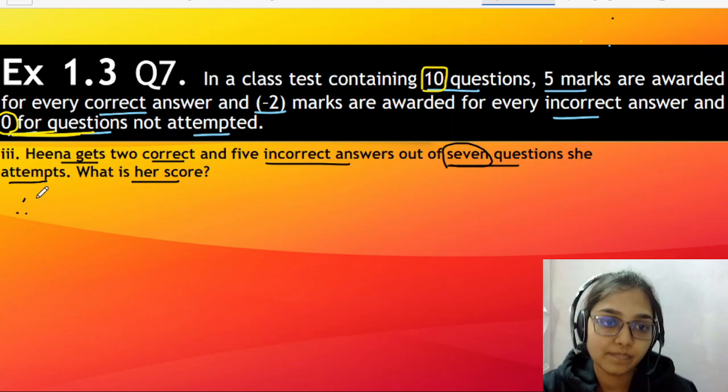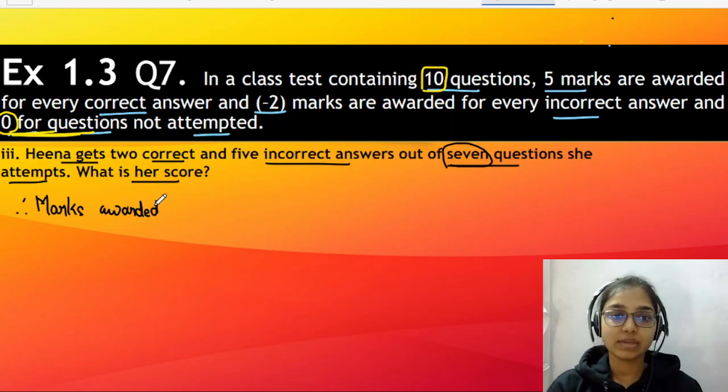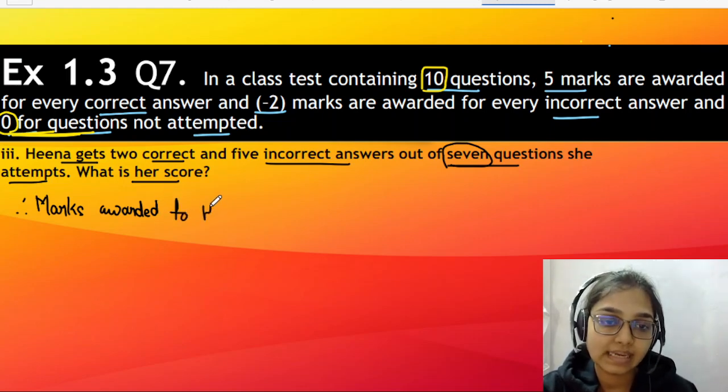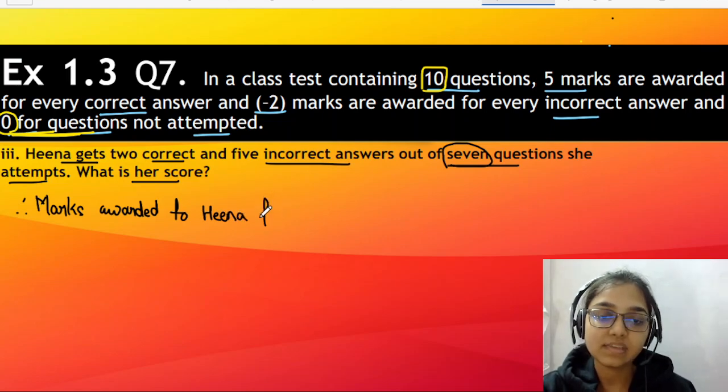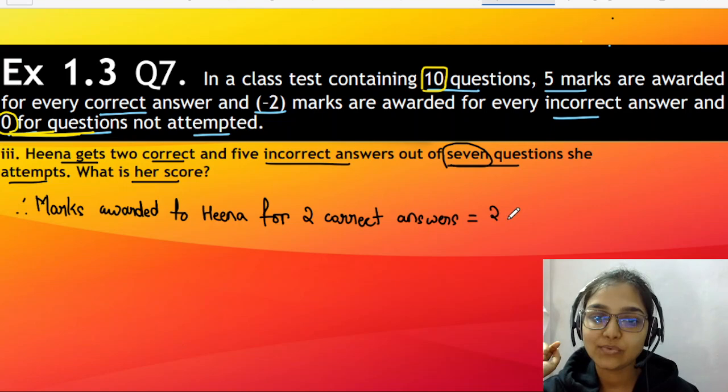Okay, so therefore marks awarded, again statement, you can write it however you want, you just need to practice. The more you practice, the better you become. So marks awarded to Hina for 2 correct answers. Okay, so it's going to be 2 correct answers. For 1 she gets 5, so for 2 she's going to get 2 into 5, that is 10 marks, right?